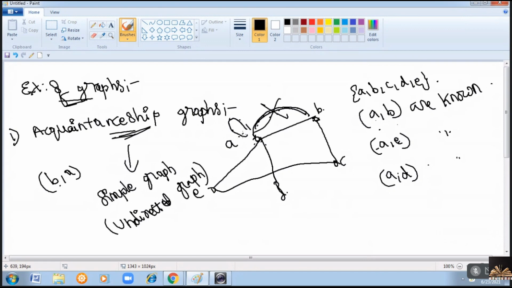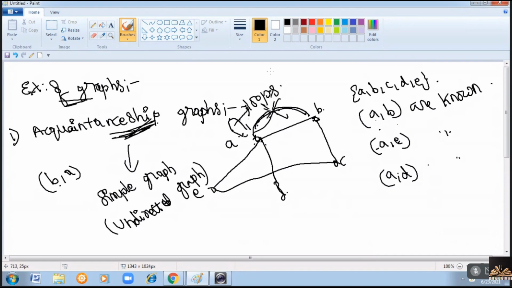Now coming to this loop. The loop is from A to A, which means that A is known to himself. Is it valid? A person known to himself is not valid, right? That is the reason loops are not allowed to represent this category. To represent this acquaintanceship relationship, you cannot have multiple edges and loops.